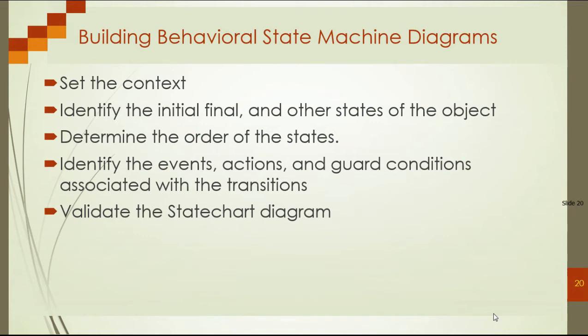Another thing we should highlight is that every state should have a unique name, and this name should reflect the situation of the system or of the state. Also, in the state chart, each state should have a possible exit.